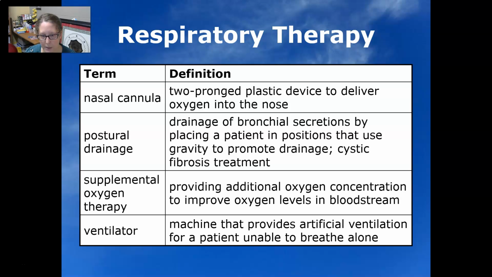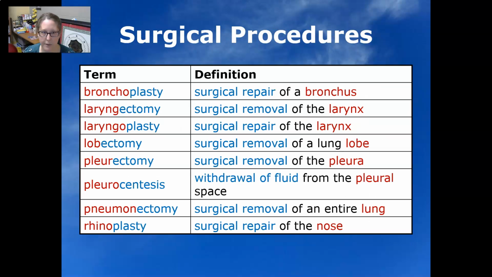Supplemental oxygen therapy is providing additional oxygen concentration to improve the oxygen levels in the bloodstream. A ventilator is a machine that provides artificial ventilation for a patient that is unable to breathe alone. So it does the air in and air out for the patient.